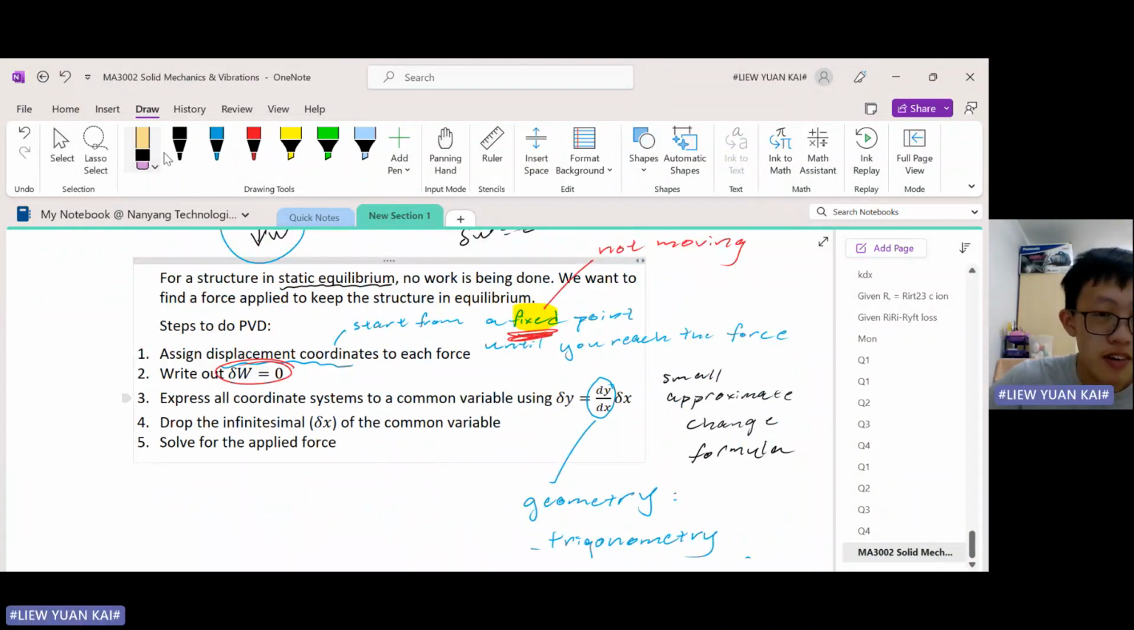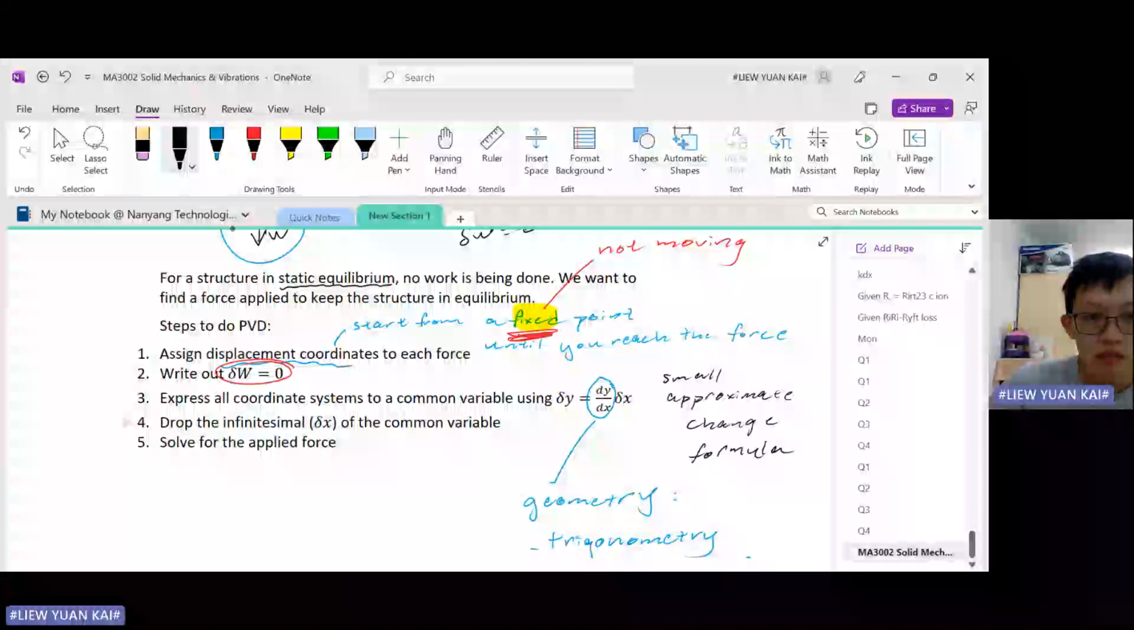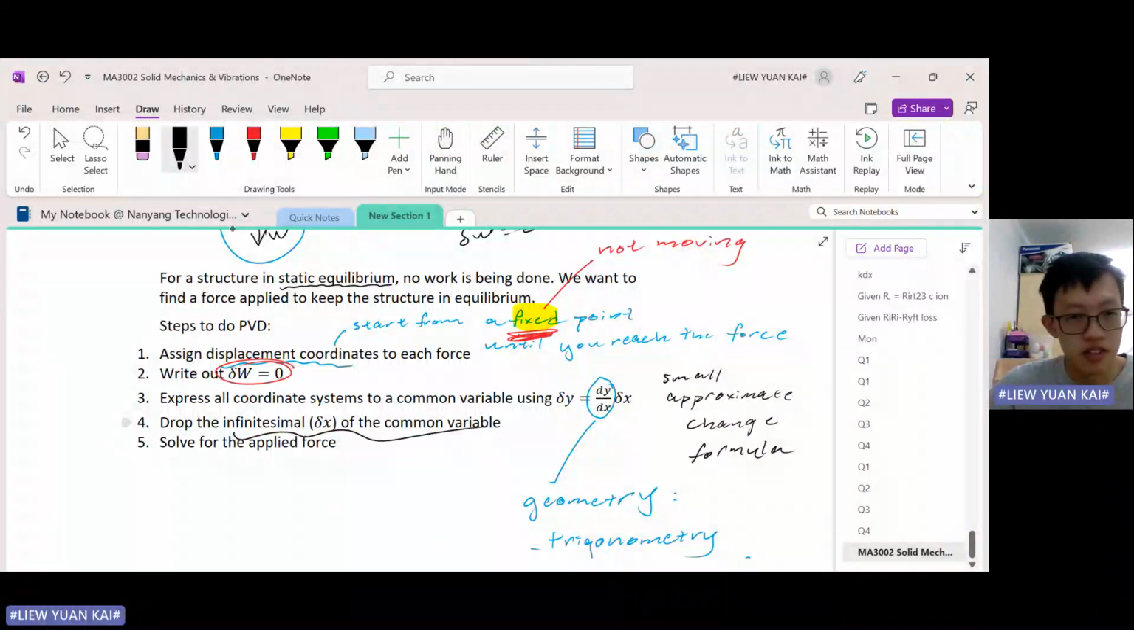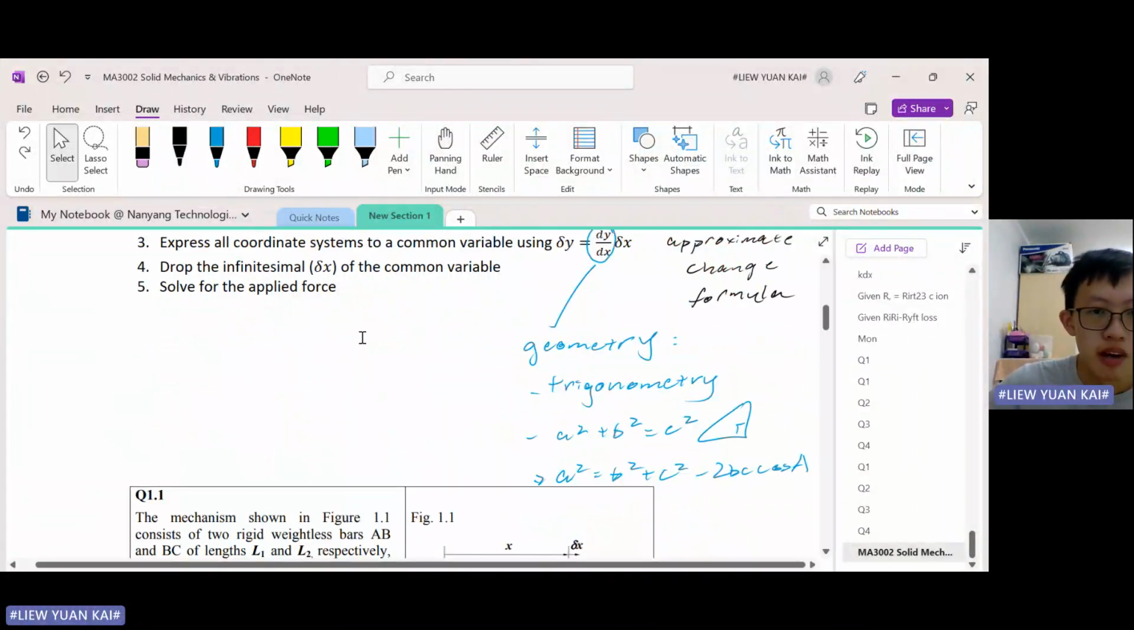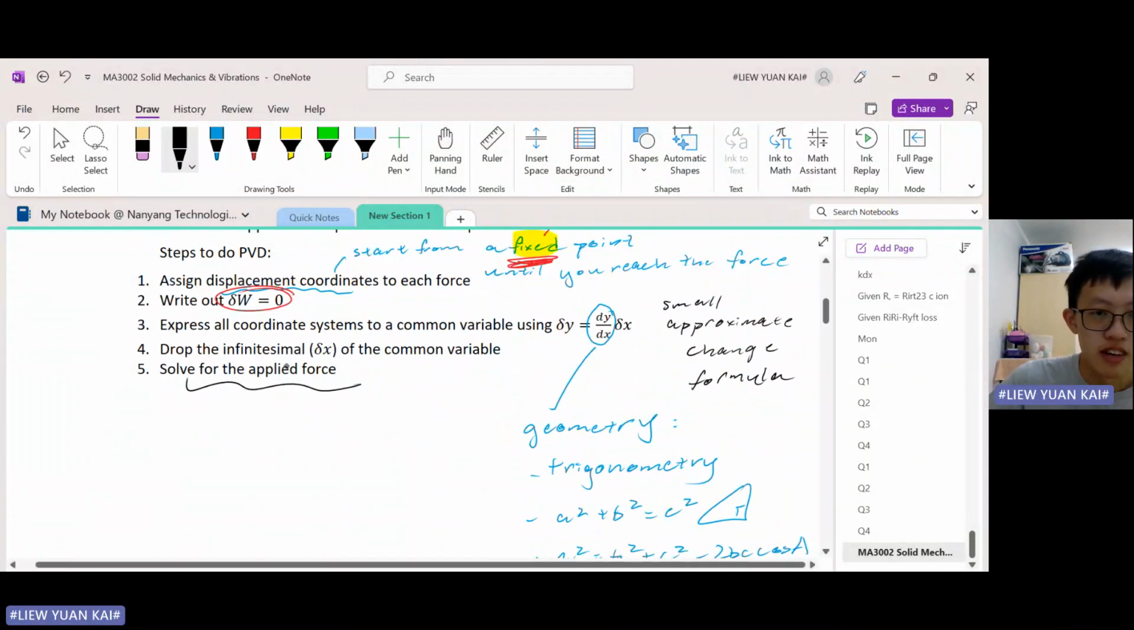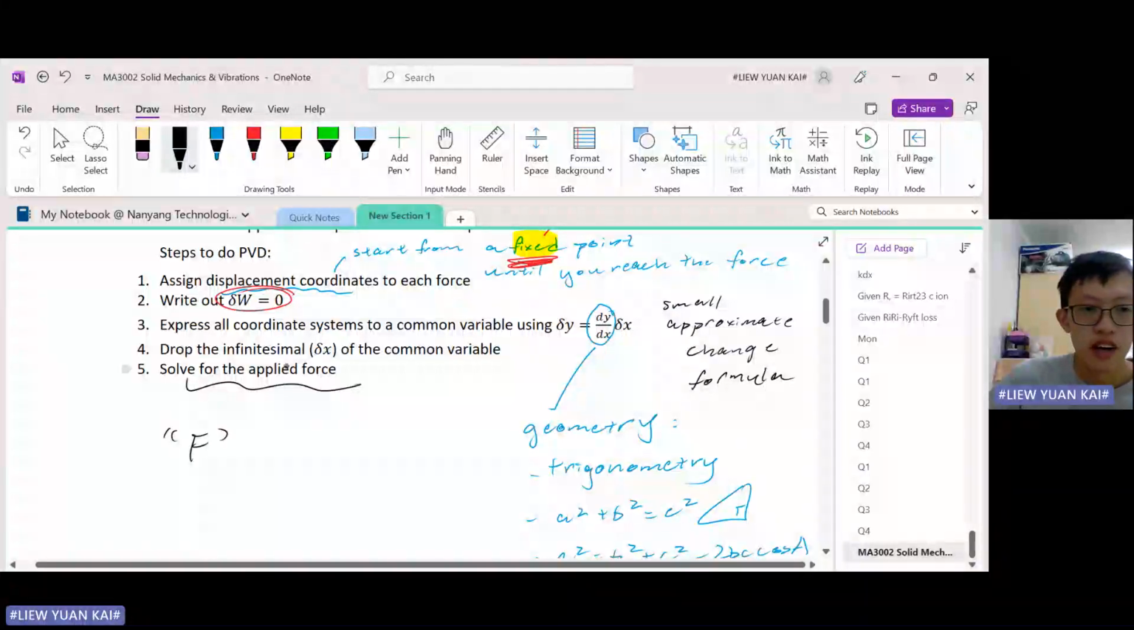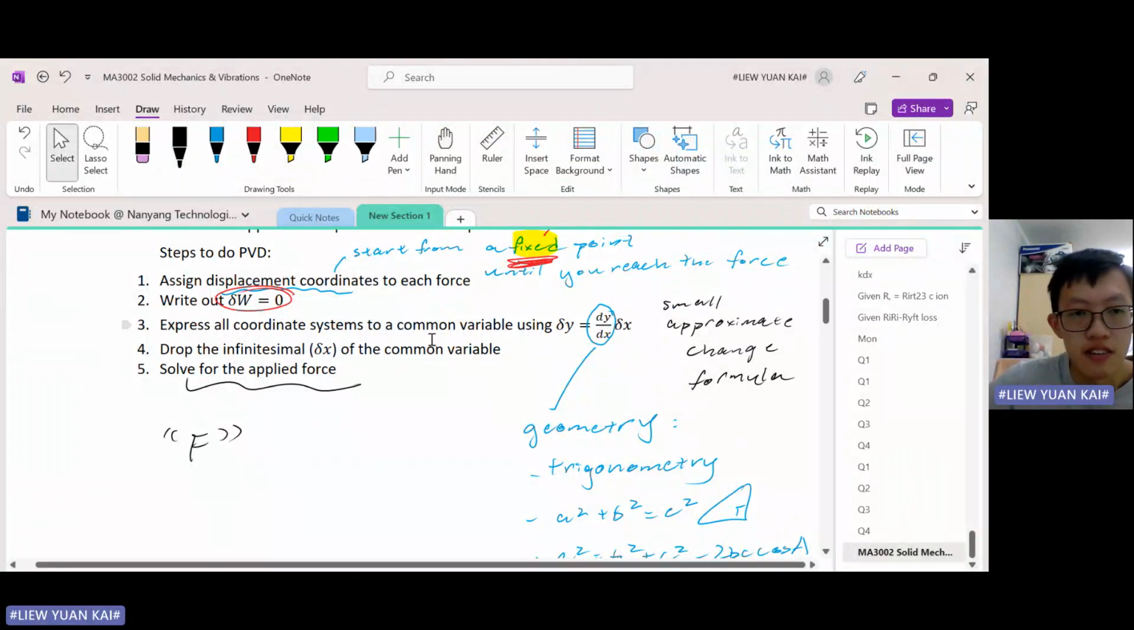Okay, so we move on to part 4. Drop the infinitesimals. This won't make sense here now. I'll show you what I mean later. And then solve for the applied force. So you make F the subject, right? We want to find the expression for F. So you make F the subject. That's what step 5 is about.